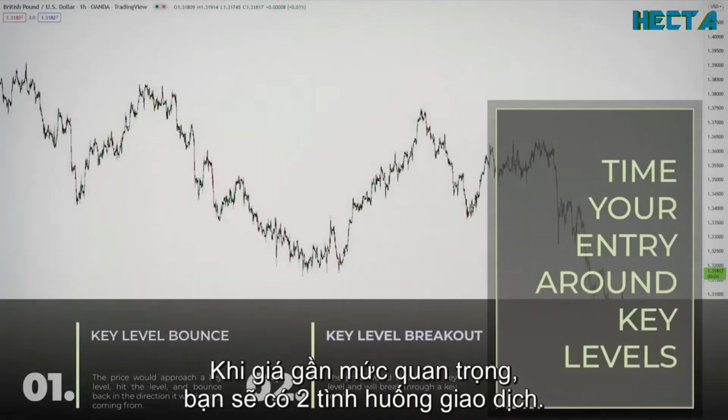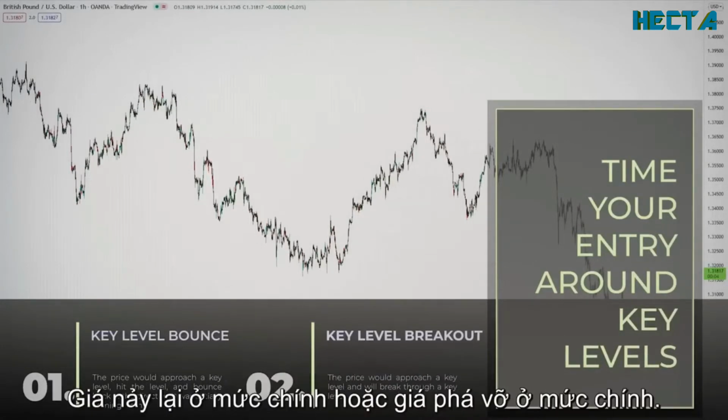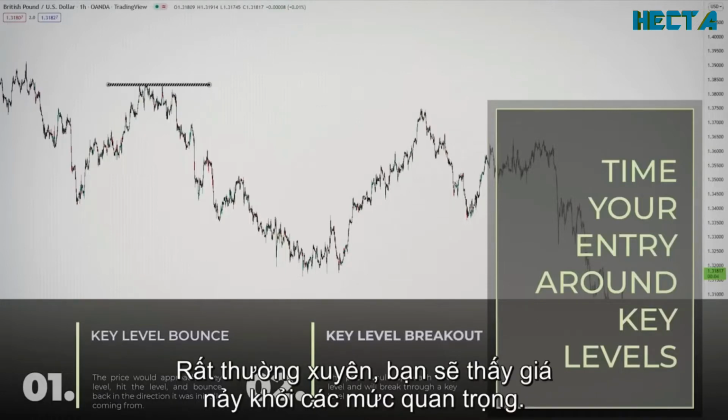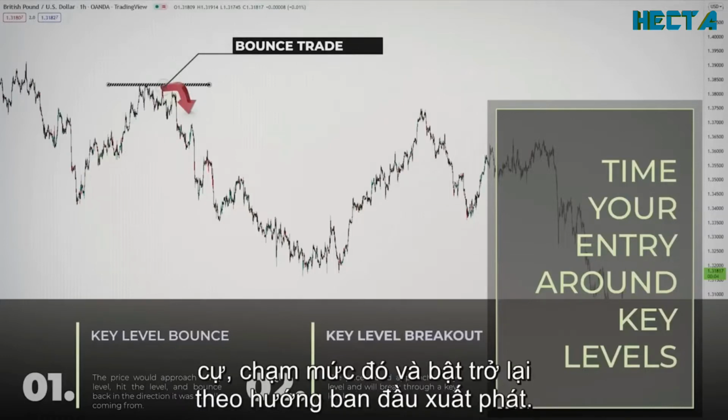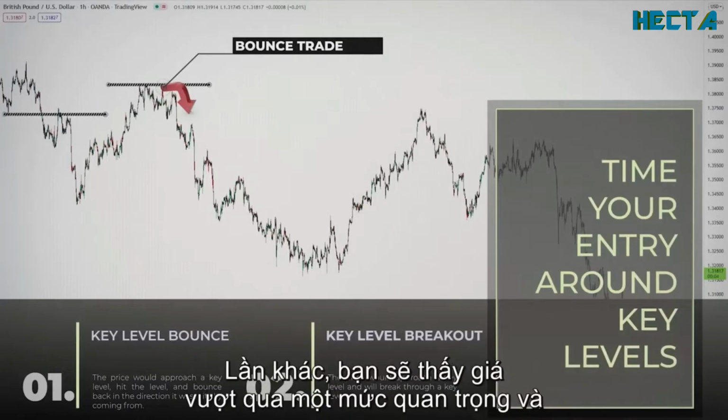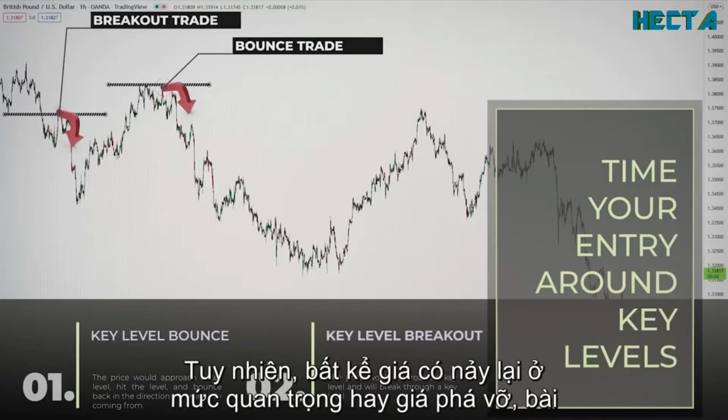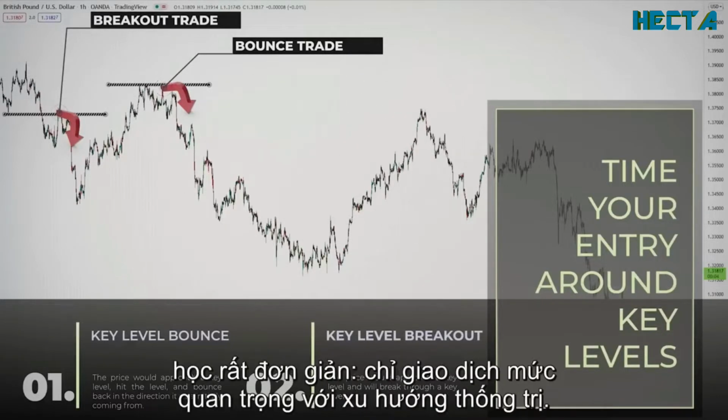When price is near a key level, you'll have two trade scenarios: a key level bounce or a key level breakout. Very often, you'll find the price bouncing off the key levels. The price would approach a key level serving as a resistance, for example, hit the level, and bounce back in the direction it was initially coming from. Other times, you'll see price breaking through a key level, and in this case, you'll have a breakout trade. Nonetheless, regardless if you have a key bounce or a breakout, the lesson is simple: trade the key level only within the dominant trend.